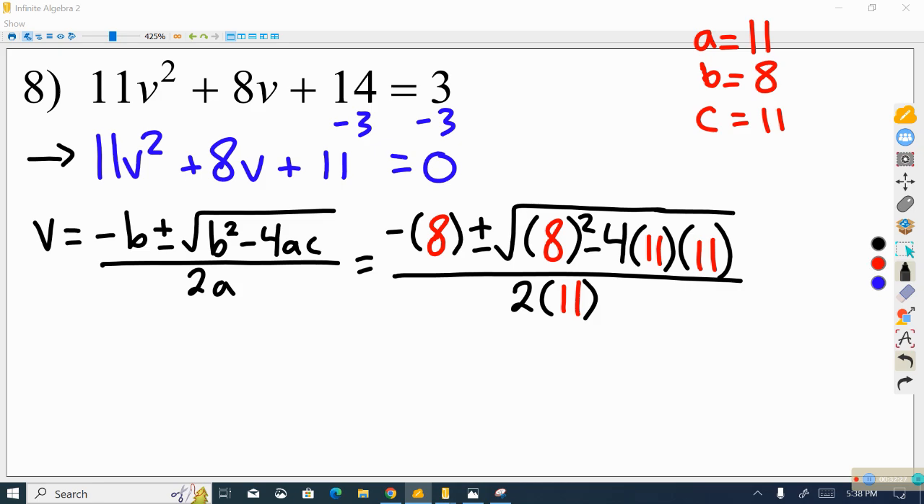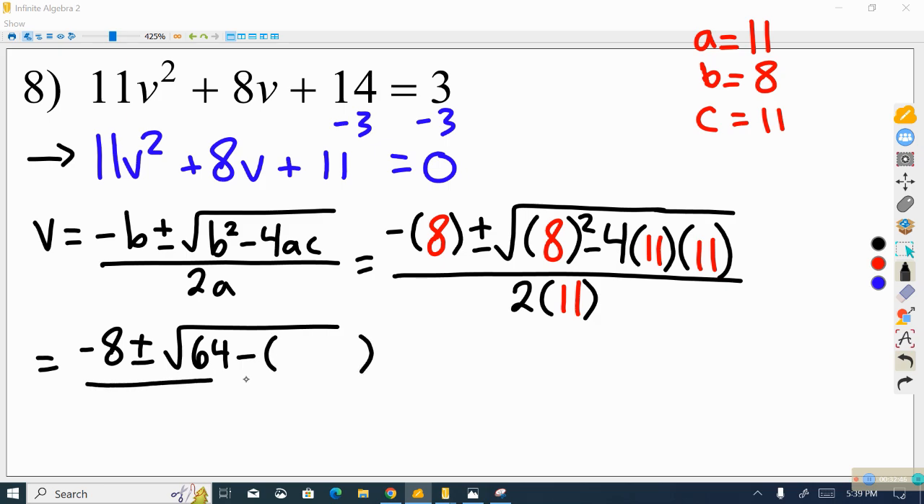So now as we work through this, we will continue to simplify this expression. And that means that we will have negative 8 plus or minus the square root. 8 squared is 64. So we'll have that in this spot. And then we write minus and a blank parentheses. Okay, 2 times 11 is 22. So in that blank parentheses, we will go put 4AC. So let's go get 4AC.